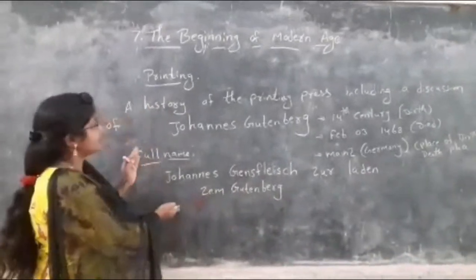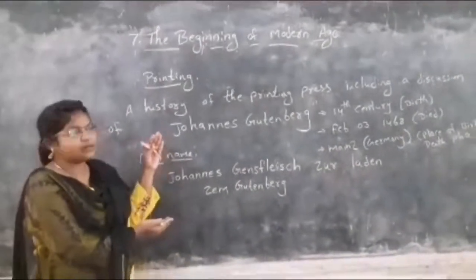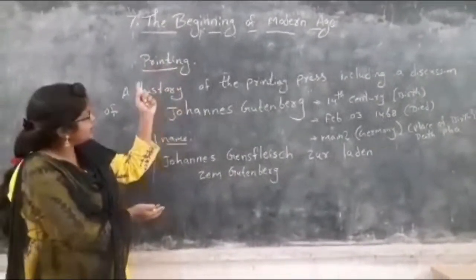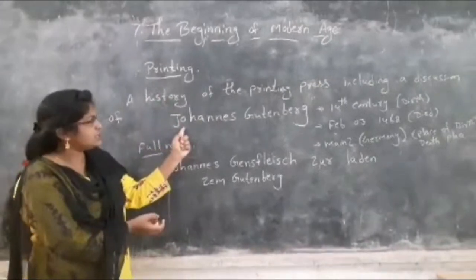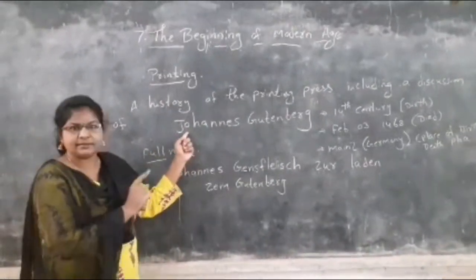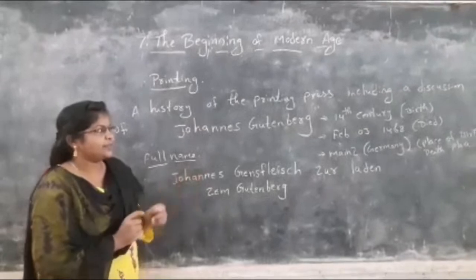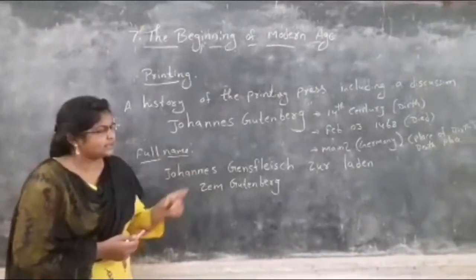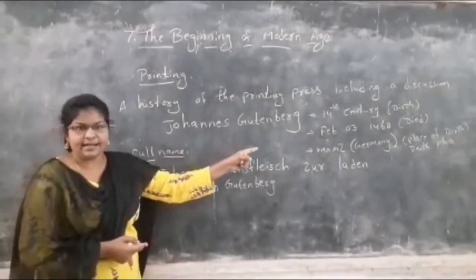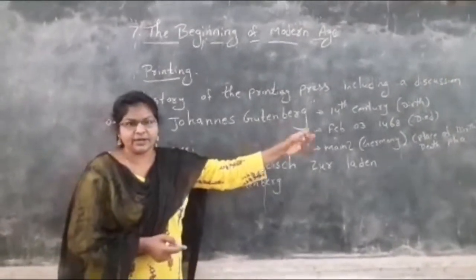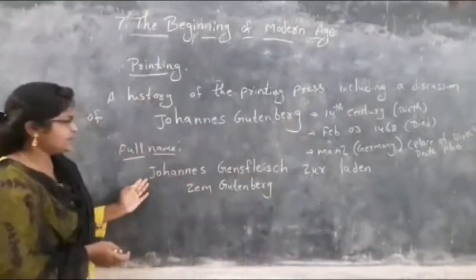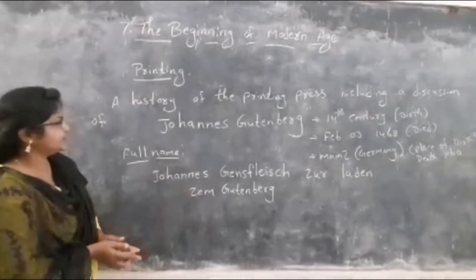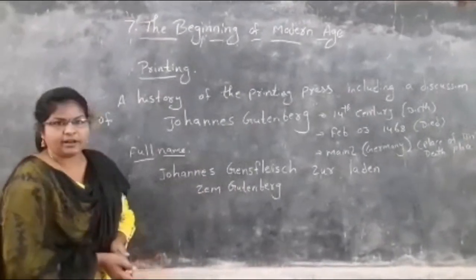Gutenberg. Okay, my dears. This is the printing introduction. This is the beginning of the modern age. Who introduced the printing press? Johannes Gutenberg. Birth: 14th century. Death date: February 3rd, 1468. Place of birth and deathplace: Mainz, M-A-I-N-Z. It is located in Germany. Full name: Johannes Gensfleisch zur Laden zum Gutenberg. Okay. Noted, all of you.